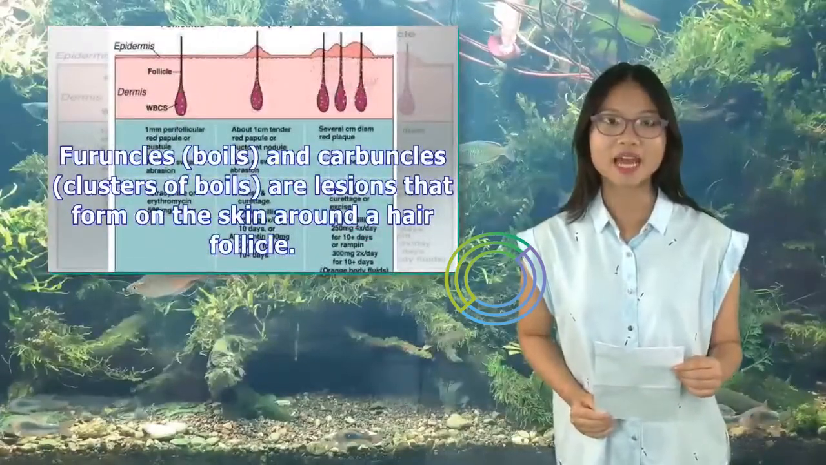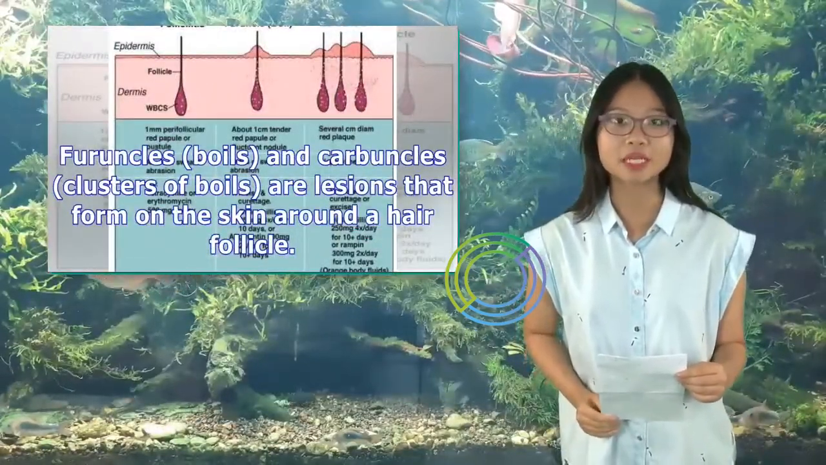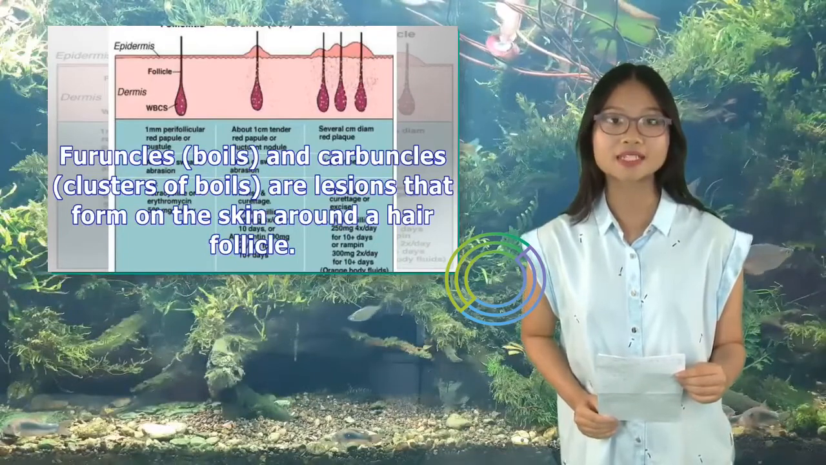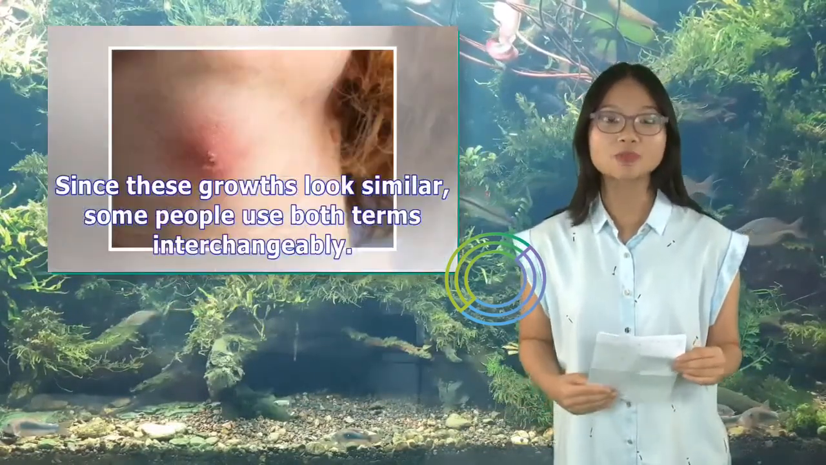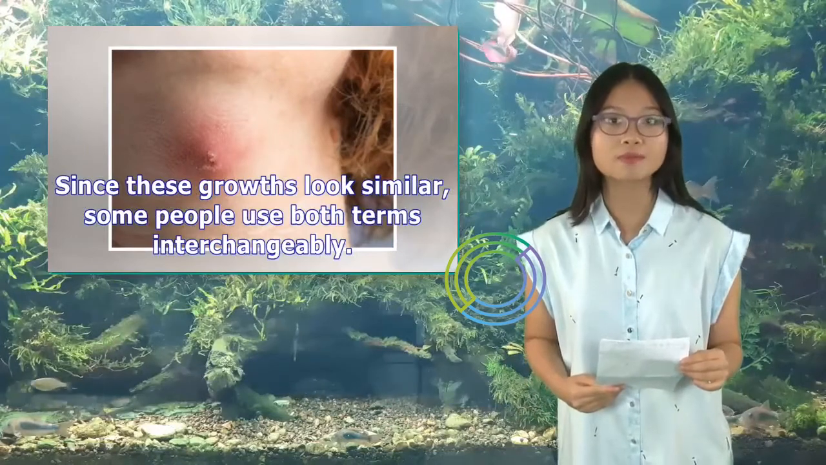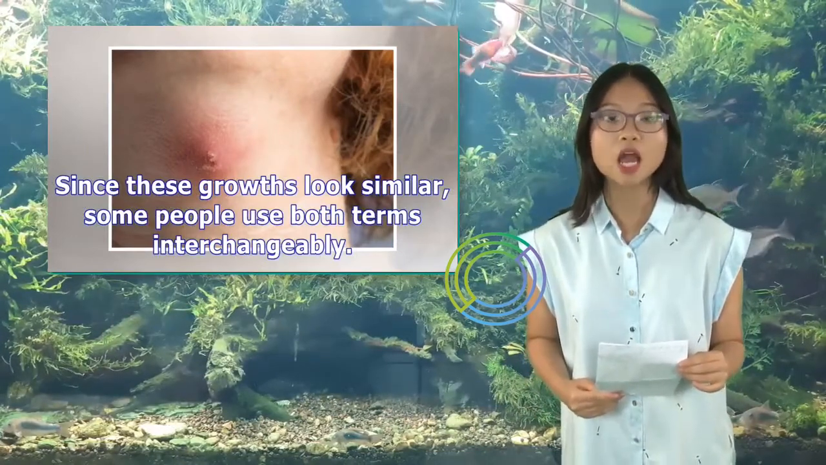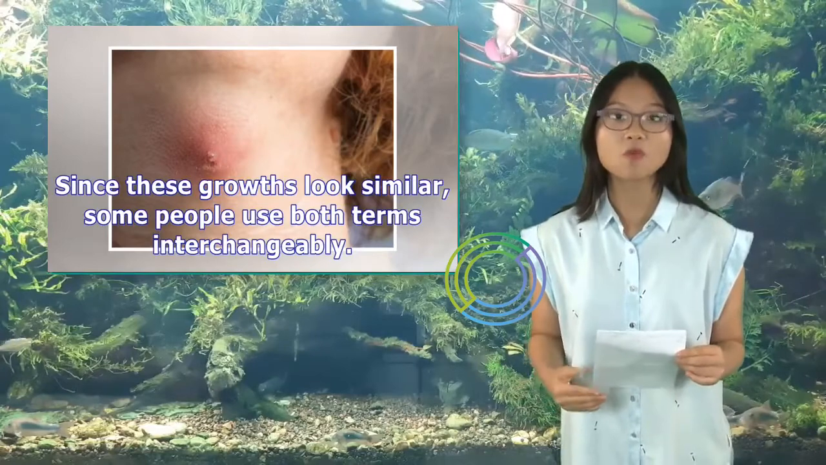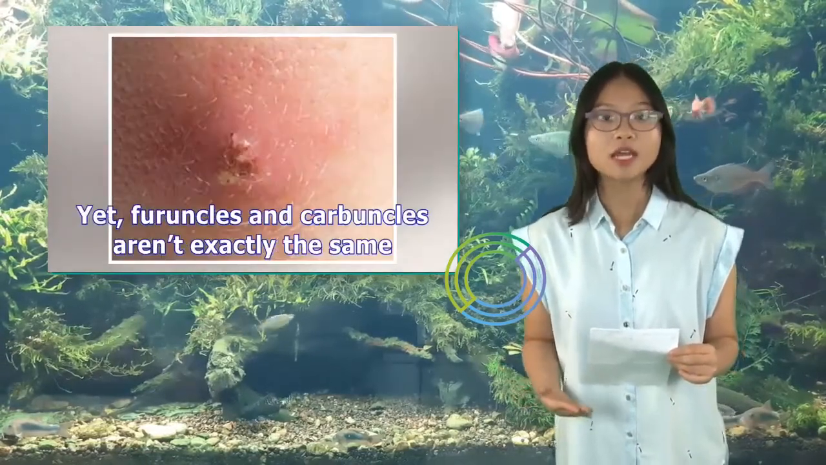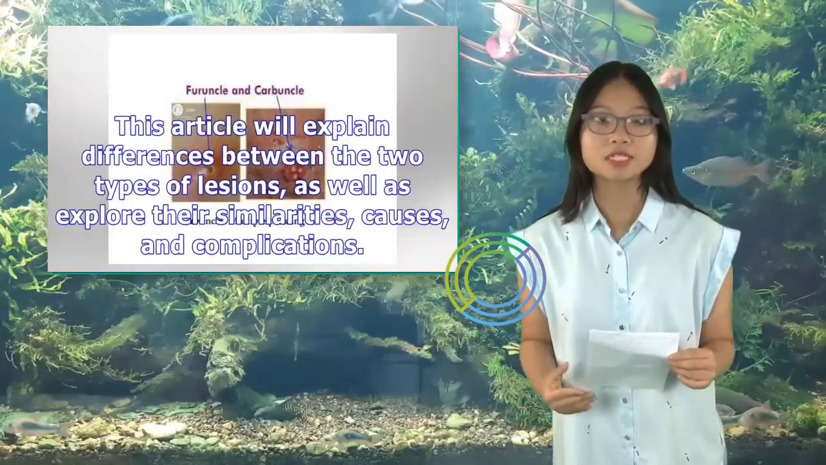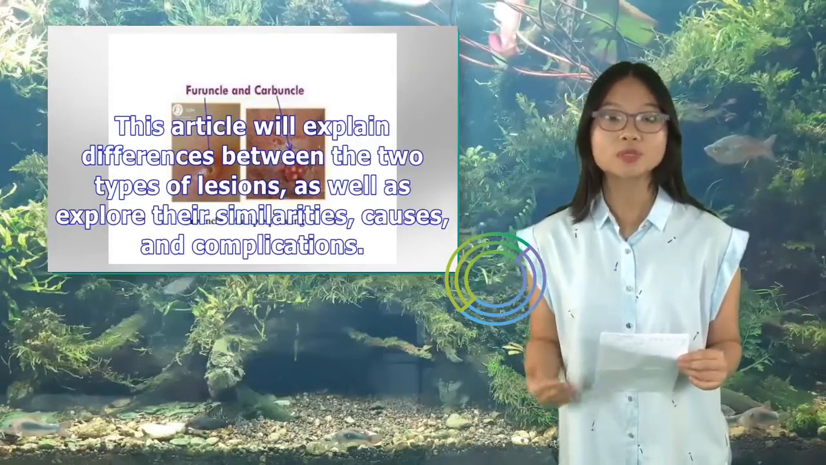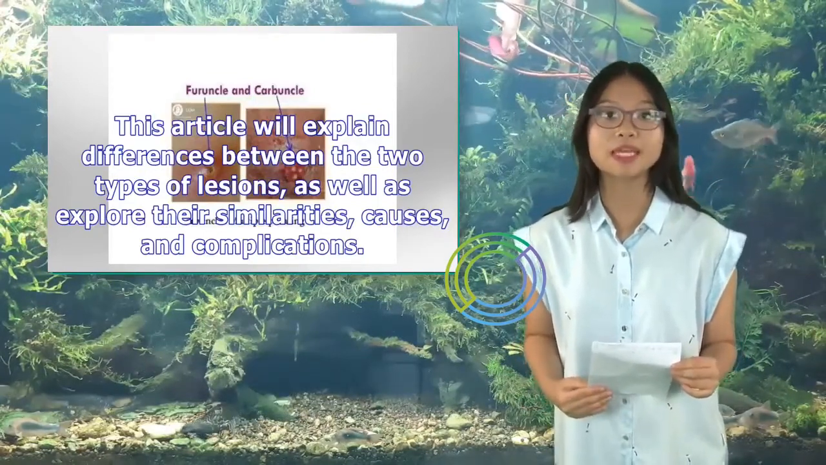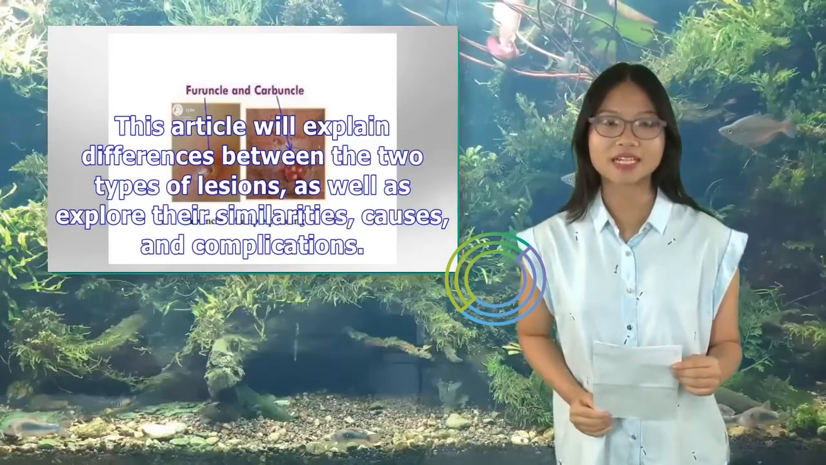Furuncles, boils, and carbuncles, clusters of boils, are lesions that form on the skin around a hair follicle. Since these growths look similar, some people use both terms interchangeably. Yet, furuncles and carbuncles aren't exactly the same. This article will explain differences between the two types of lesions, as well as explore their similarities, causes, and complications.